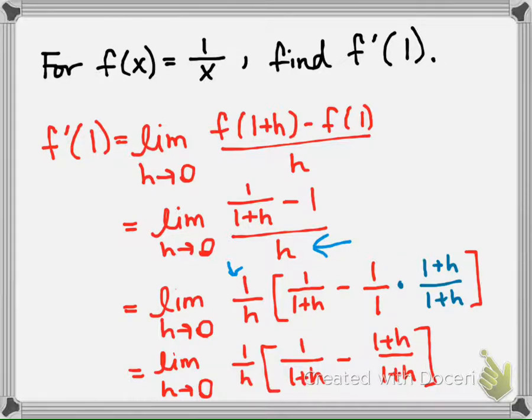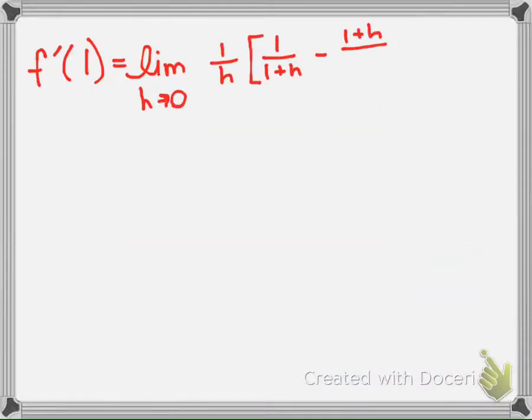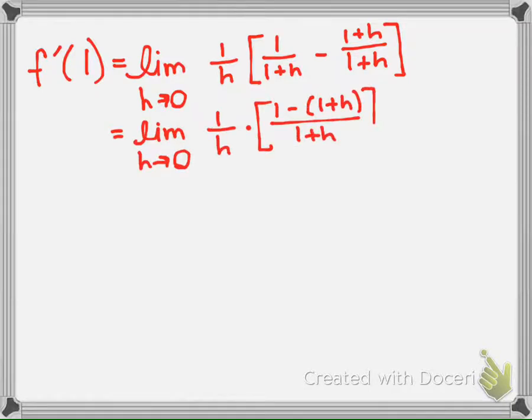And again, I'm going to rewrite this on the next page so that I have more room. Just rewriting the exact same thing. And now I'm going to combine my fractions with the same denominator. So I get the limit as h goes to 0 of 1 over h times 1 minus 1 plus h over 1 plus h. Notice that when I combined them, this piece, 1 plus h, went in parentheses because I was subtracting all of it.